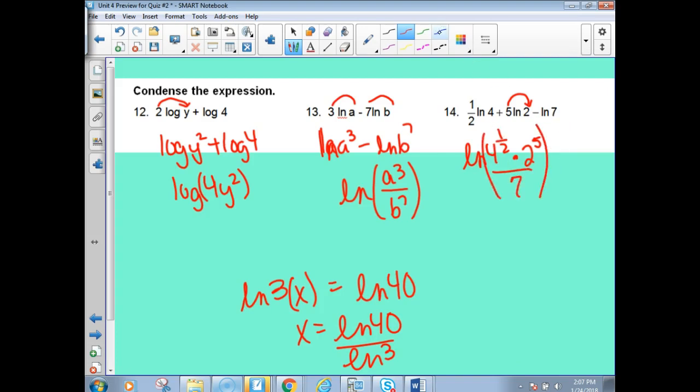Okay, one logarithm. Now, I could do a little more work on this. What's 4 to the 1/2 mean? Means the square root of 4. Okay, so that's 2. 2 to the 5th is 32. 2 times 32 is 64. So you actually have the natural log of 64 over 7.